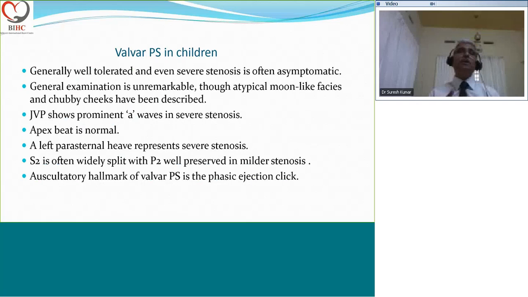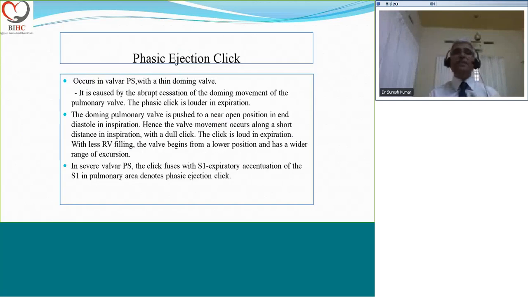The P2 depends on the degree of severity of stenosis. In mild stenosis, it is well preserved. In severe stenosis, it's soft. And the auscultatory hallmark of valvar PS is the phasic ejection click. What is the phasic ejection click? It denotes a thin doming valve. It's caused by the abrupt cessation of the doming movement of the pulmonary valve. And this phasic click, remember, is the only right heart event which is louder in expiration.